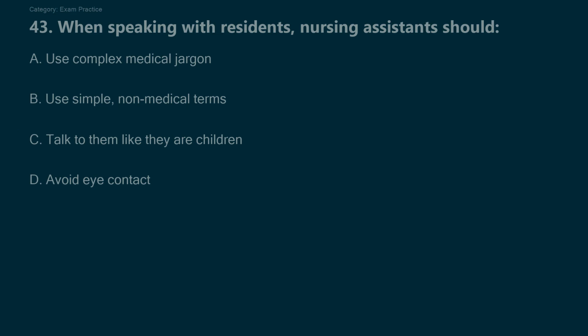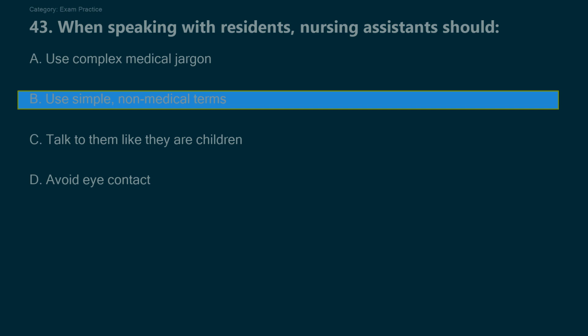Question 43. When speaking with residents, nursing assistants should: Option A, use complex medical jargon. Option B, use simple, non-medical terms. Option C, talk to them like they are children. Option D, avoid eye contact. The correct answer is option B, use simple, non-medical terms.